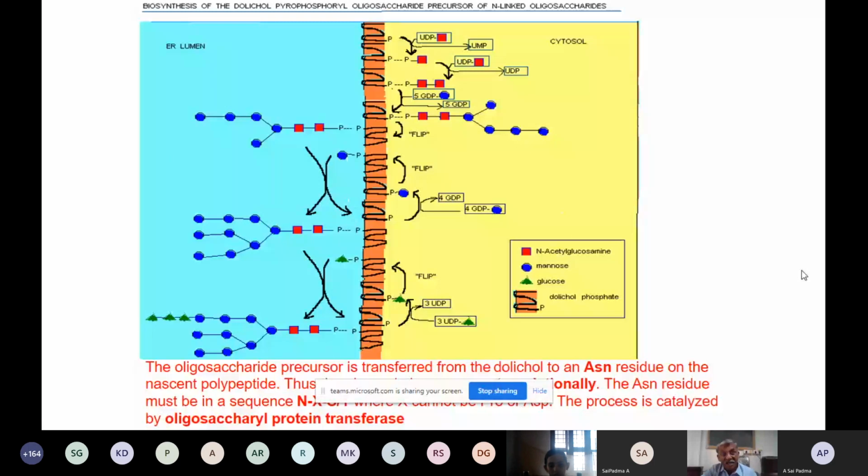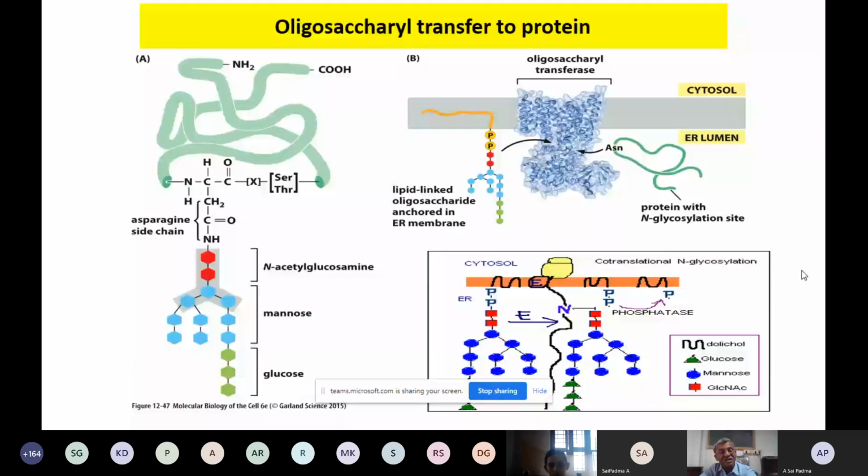Therefore, the process of protein glycosylation is a co-translational process. So as the protein is getting folded, you get the addition of the glycan structure. In all N-glycosylated proteins, you generate this 14-core oligosaccharide structure, which is transferred co-translationally to the glycoproteins.